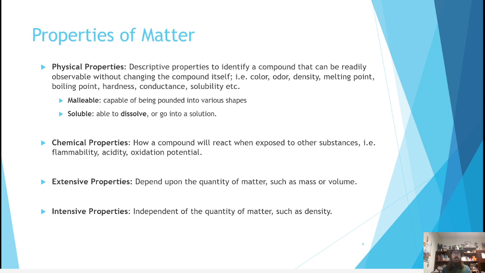Soluble is a term we'll often use. Soluble means able to dissolve or able to go into solution. So, being able to go into aqueous, we say something is soluble. Now, chemical properties are all properties of how does a compound react when exposed to other substances, such as will it burn, its flammability, acidity or basicity, will it react with other acids and bases to neutralize them, and oxidation potential. These are such reactions we will talk about much later.